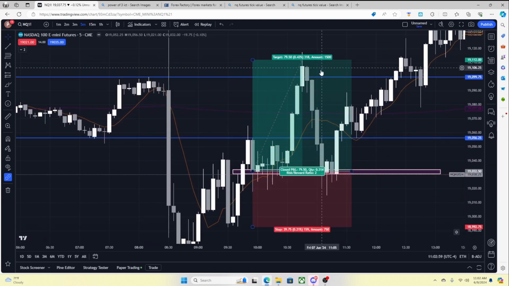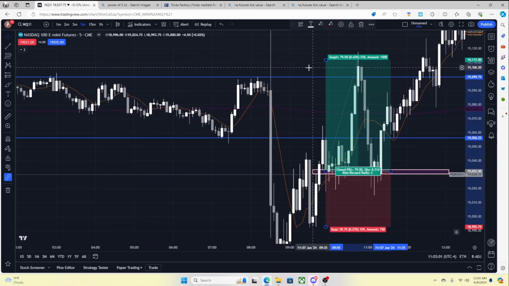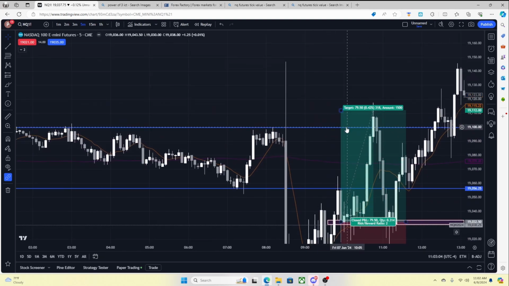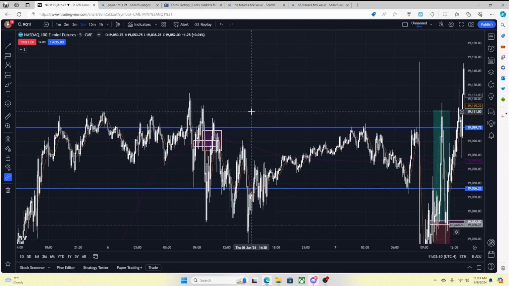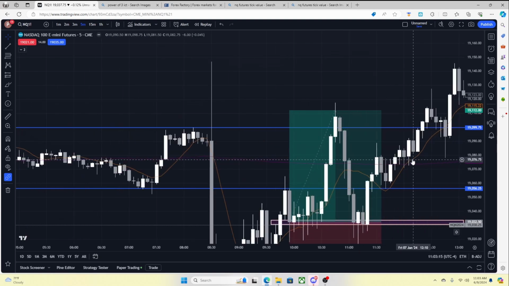Here's the actual trade I took. I took off most here. I left one runner, and I think I exited the last one fully here because I was targeting, I think, this layer of liquidity right up here, I believe.